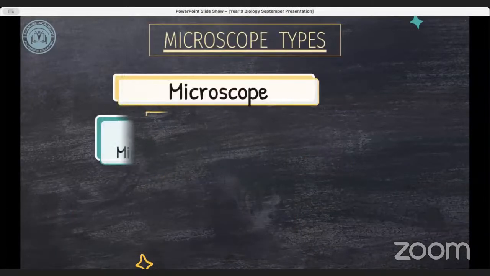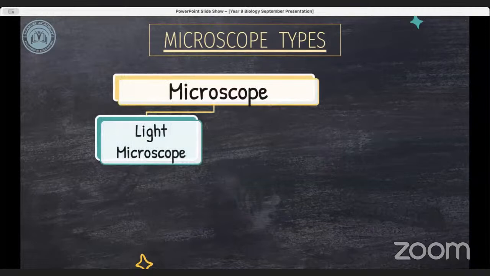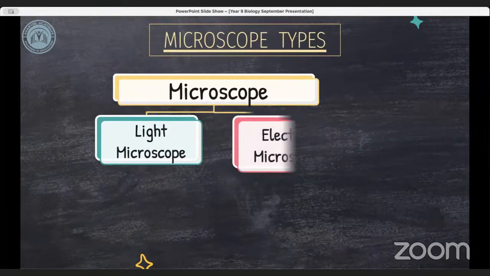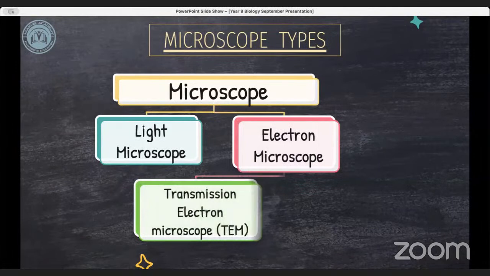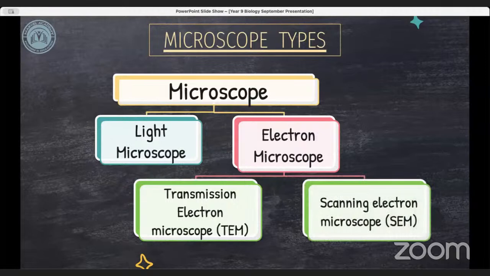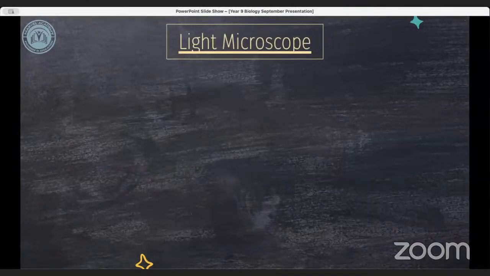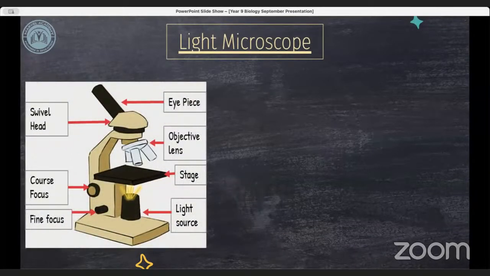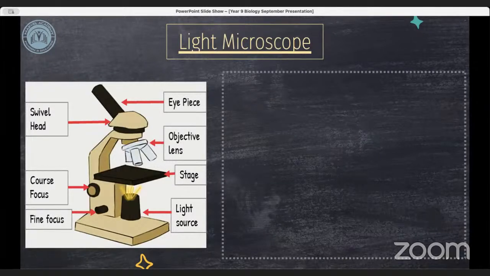Right. So then, children, we learned about the microscope types. First is the light microscope, then the electron microscope. The electron microscope has two further subdivisions: the transmission electron microscope and the scanning electron microscope. Then we focused our attention on the parts of a light microscope. I told you these are the main parts, so you should know them.